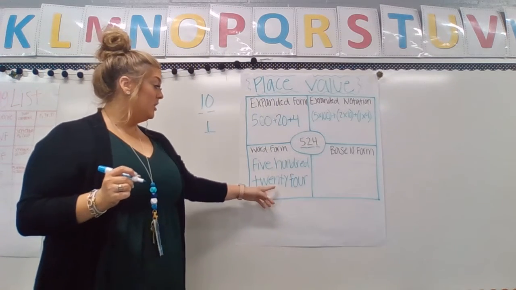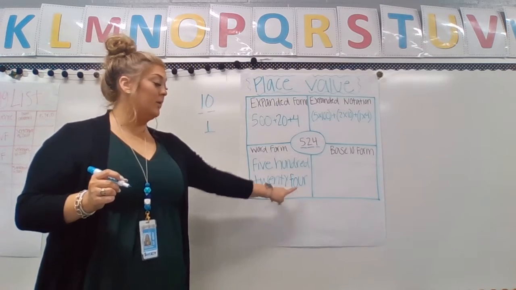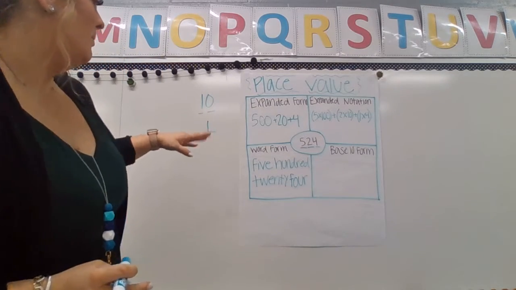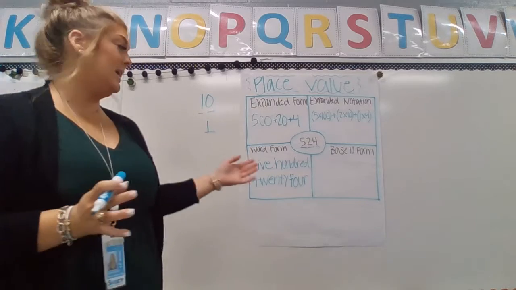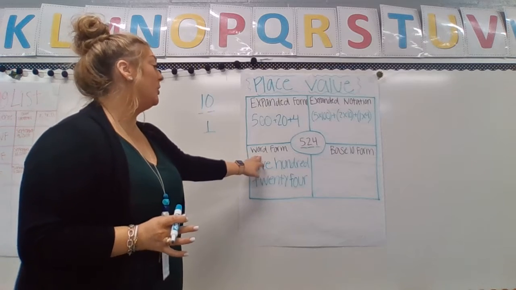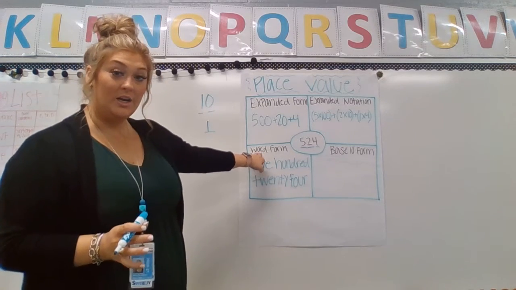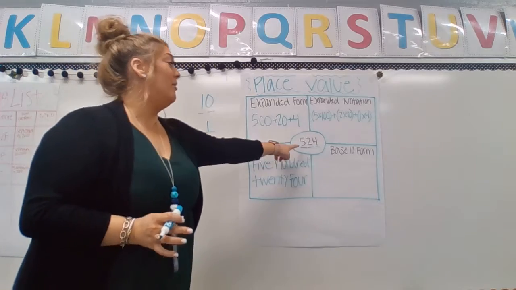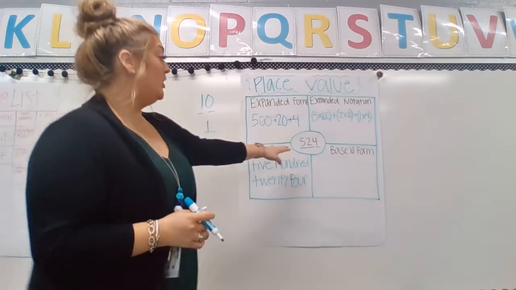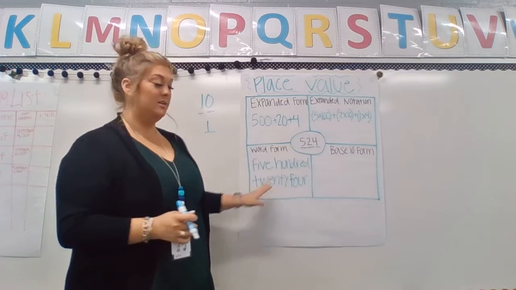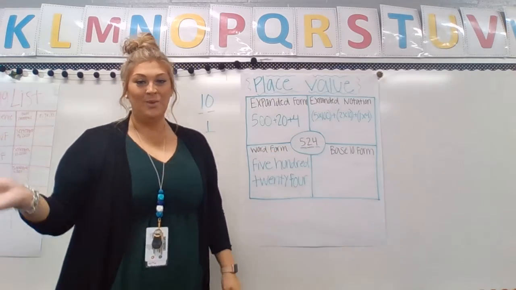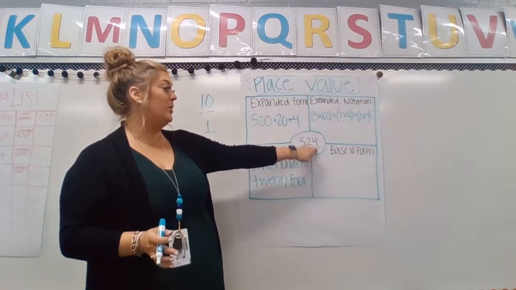So now we have 524. The word form might be a little bit simpler because it's self-explanatory. You're going to be writing the word form of 524. So however you read this in your head is how you're going to write it. You wouldn't say five two four.